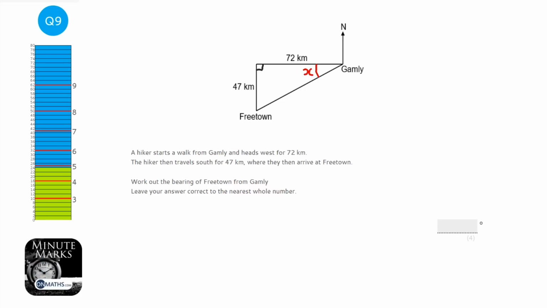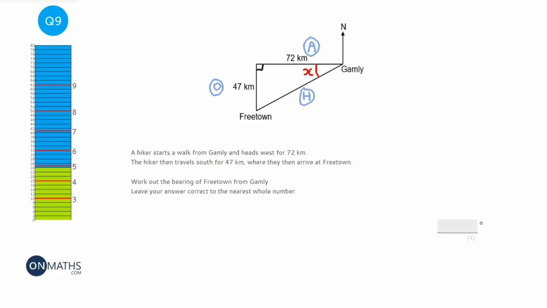Now to find x, we need trigonometry, and to do trigonometry, we need to label the sides. So we've got the opposite here, which is opposite the angle we want. We've got the adjacent here, and we've got the hypotenuse here. Well, the hypotenuse is of no interest. We're not looking for it, and we're not given it. So it's O and A. So writing SOHCAHTOA.